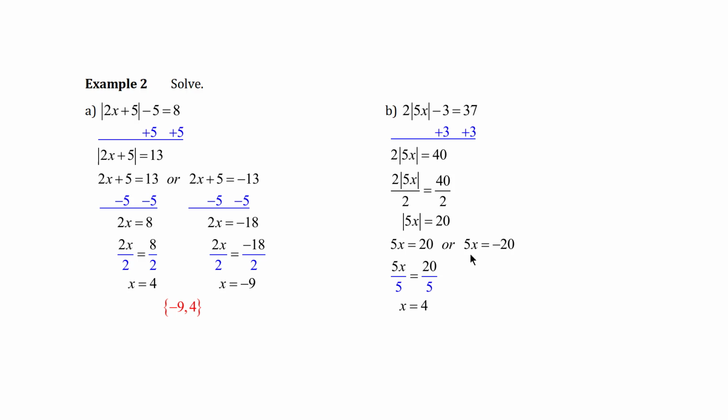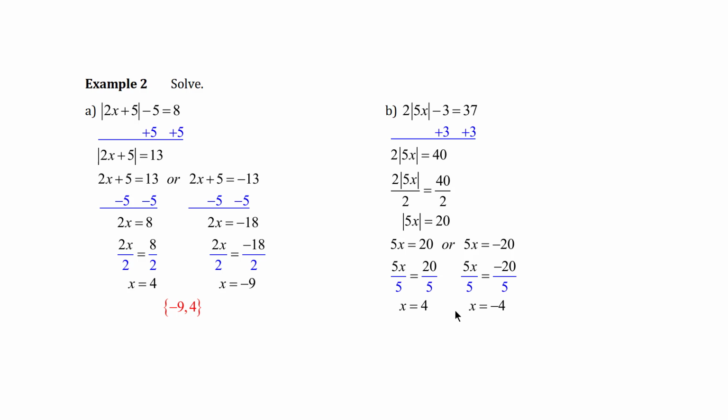Next, we could go ahead and solve 5x equals negative 20. We get rid of the 5 in front of the x by dividing both sides by 5. We get 5x divided by 5 equals negative 20 divided by 5. Simplifying the left-hand side, 5x divided by 5 is just x. Simplifying the right-hand side, negative 20 divided by 5 is negative 4. The result is x equals negative 4.